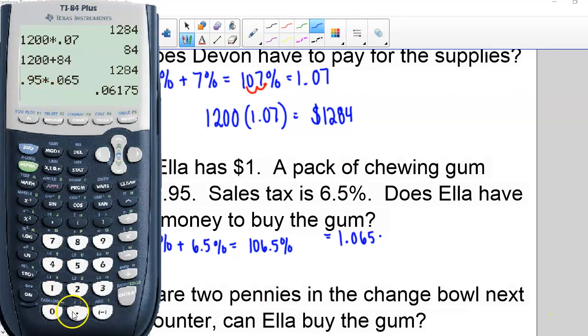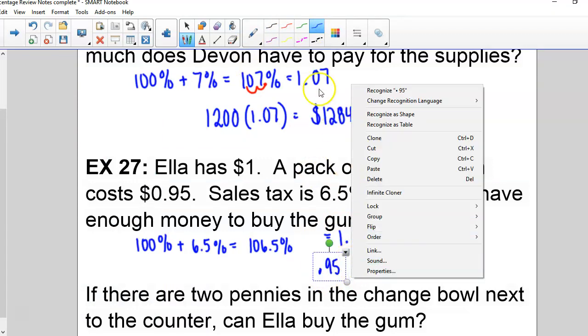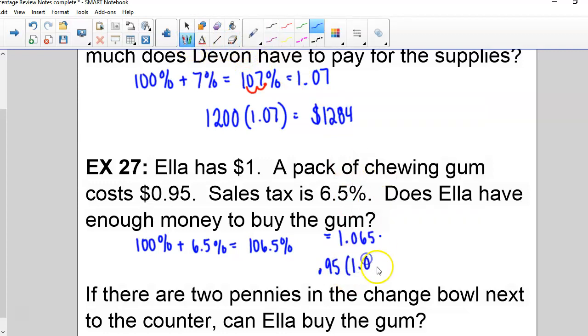So if I do that, 0.95 times 1.065 gave us 1.01175, I think. And in a store, if you ever really notice, anytime it goes over a cent, they'll just round it up. They don't really round properly. They round up every time. So they're going to charge you $1.02. So the answer here is no, she does not have enough money.